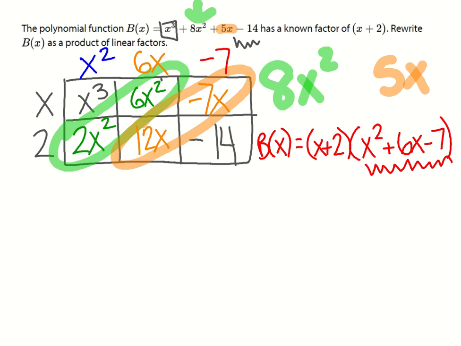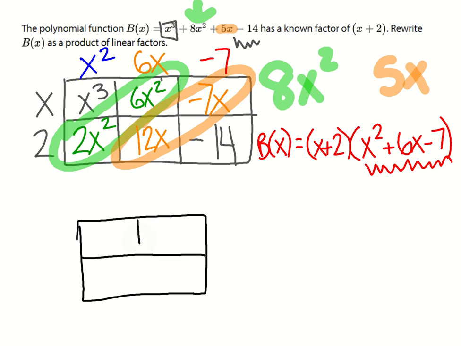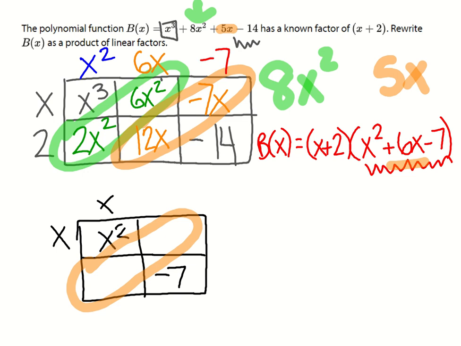So we can do our box method again. We can fill it in. We need to find our factors. I do know that this will be an x squared, and I do know that this will be a negative 7. What I need to find are two numbers that when I add them together, I get a 6x. So let's start working through this. I know the only two things I can multiply here are going to be an x and an x. That's what's going to give me my linear factors.